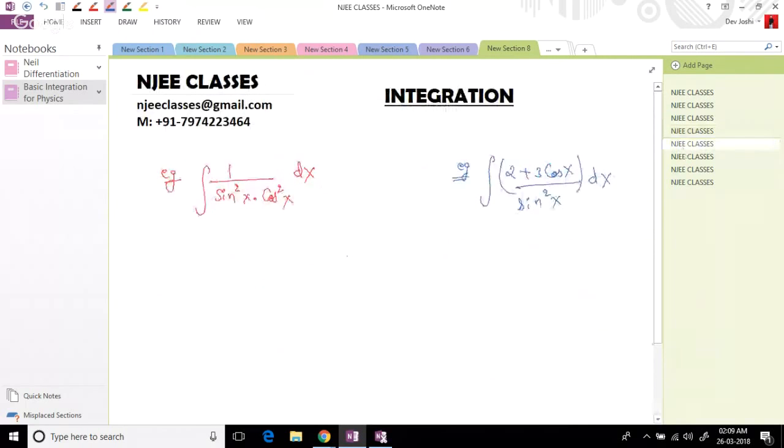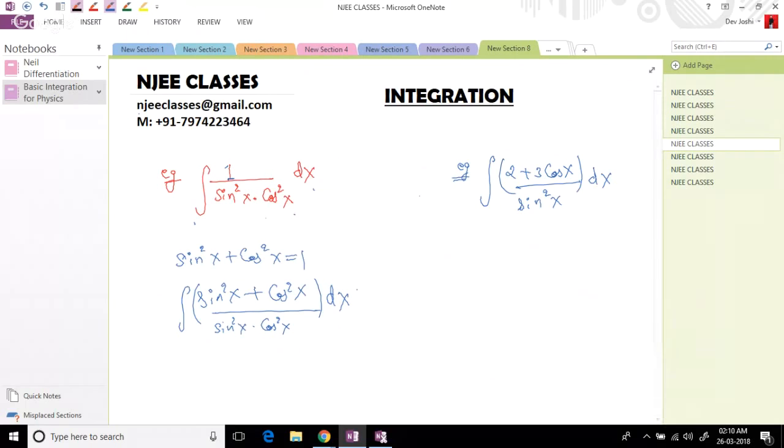Next, integral of 1 upon sin square x into cos square x. So here, if I take the reciprocal, what I am getting is integral of cosec square x into sec square x. So we don't have any formula for the multiplication of cosec square x into sec square x, right? So here in the numerator, we are having the 1. So can I use the property sin square x plus cos square x is equal to 1? This you have already studied in the 10th standard. So let's put in place of 1 in the numerator sin square x plus cos square x. So what you are getting? Sin square x plus cos square x upon sin square x multiplied by cos square x into dx.